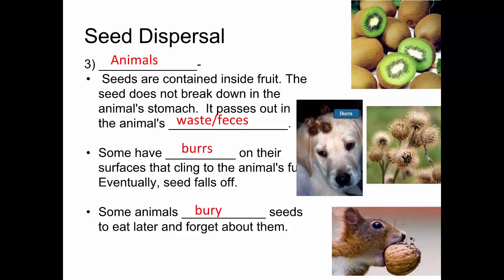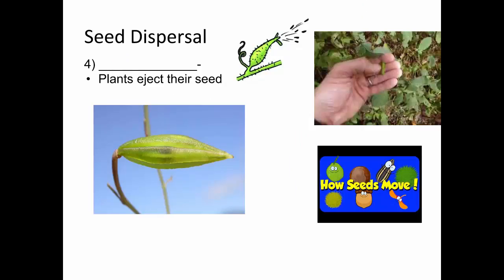Nuts. Some animals store nuts, bury seeds, like squirrels, and the next year don't dig all of them up. Some of those that they buried can start to grow into a new plant. And again, it's another way of seed dispersal.